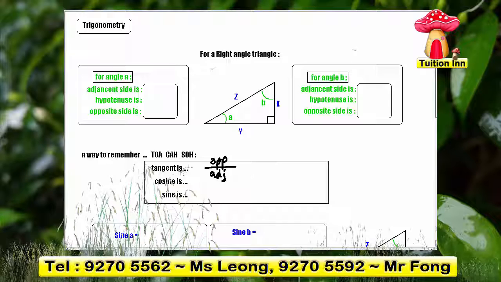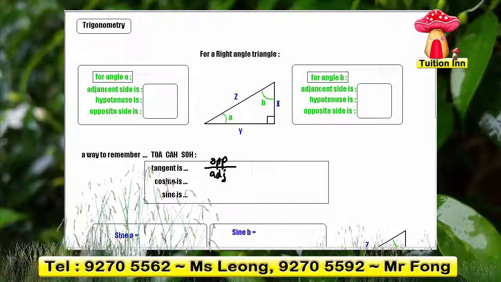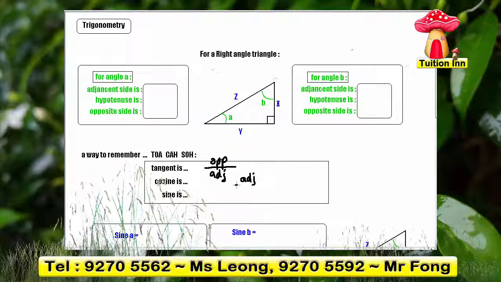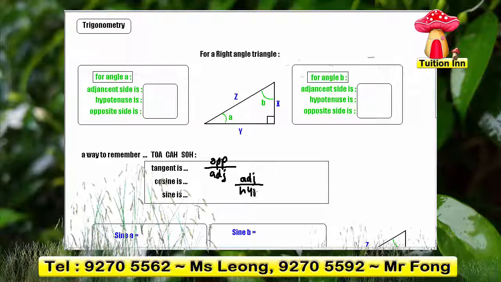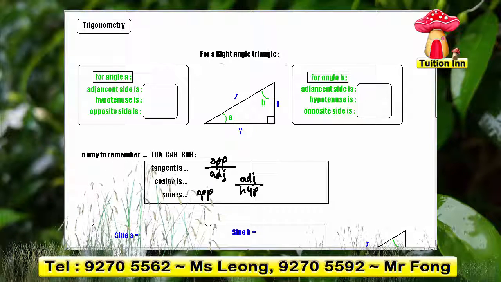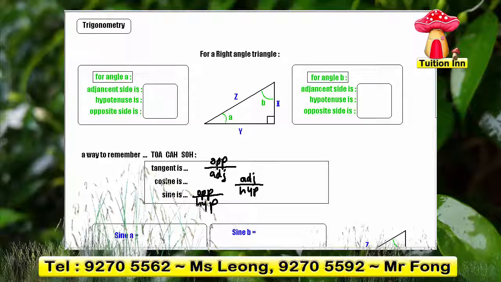For any angle you pick, the tangent of the angle is always opposite over adjacent, and the cosine of the angle is always adjacent over hypo, the length of the hypotenuse. And if you use sine, that will be the opposite length over the length of the hypo. How do you remember all that?